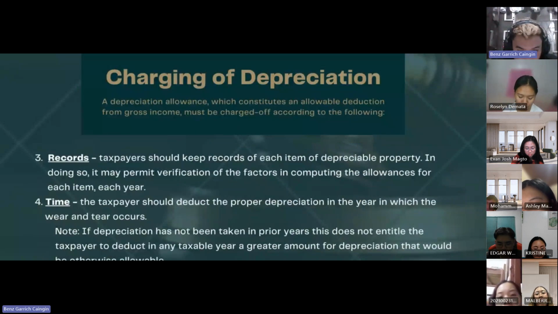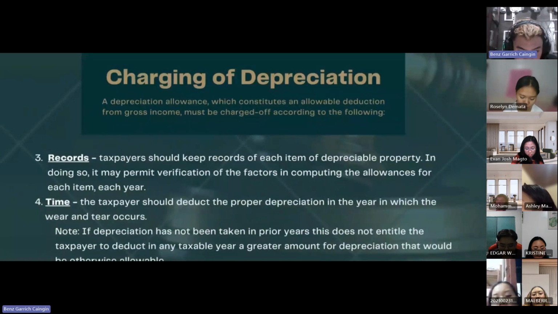As for number four, in terms of time, the taxpayer should deduct the property depreciation in the year in which the wear and tear occurs. Note this: if depreciation has not been taken in prior years, this does not entitle the taxpayer to deduct in any taxable year a greater amount for depreciation than would be otherwise allowable, because depreciation may not be accumulated. Depreciation must really be deducted in the year in which the loss, injury, or stress to something being used occurs.